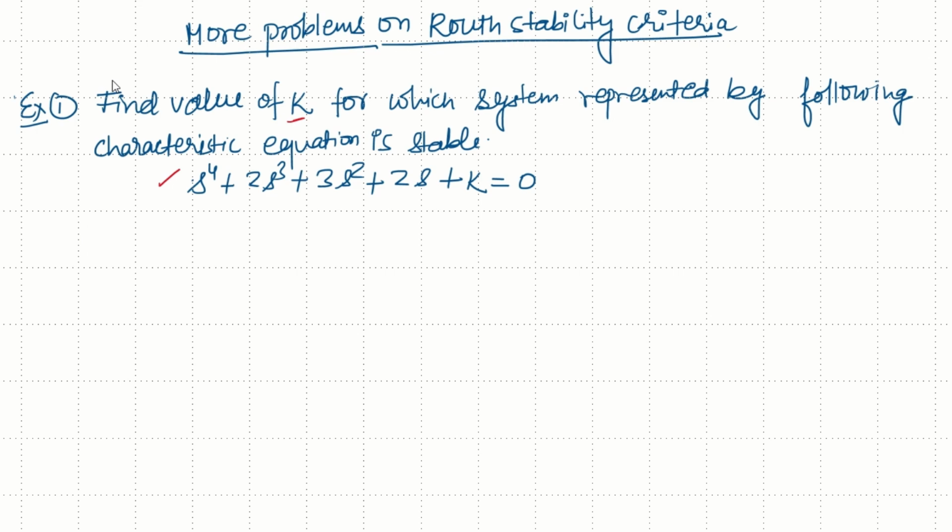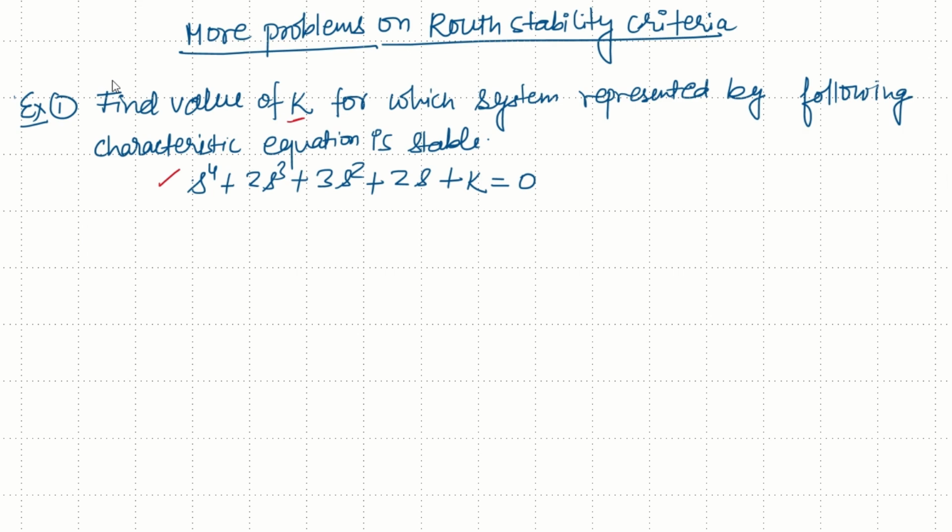So, we know the stability condition in the Routh-Hurwitz criteria: if all the elements of the first column of the Routh table are of the same sign, that is, if there is no sign change in the first column of the Routh table, then we will say the system is stable, otherwise the system is unstable. So, let us apply this condition and then find out this value of k.